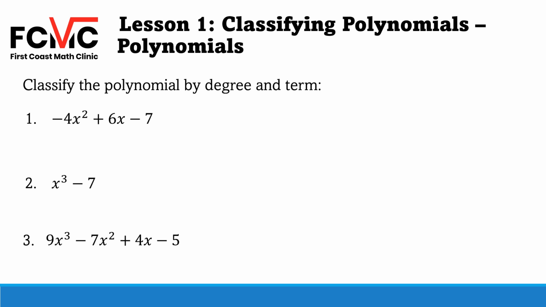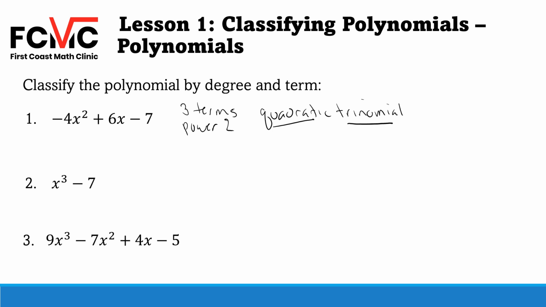So for number 1, we've got negative 4x to the second plus 6x minus 7. So we've got 3 terms. Highest exponent is 2. So this is going to be a quadratic trinomial, quadratic because it has a power of 2, and trinomial because we have 3 terms.